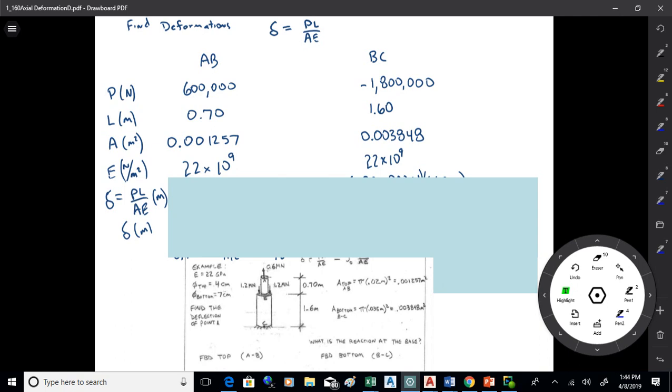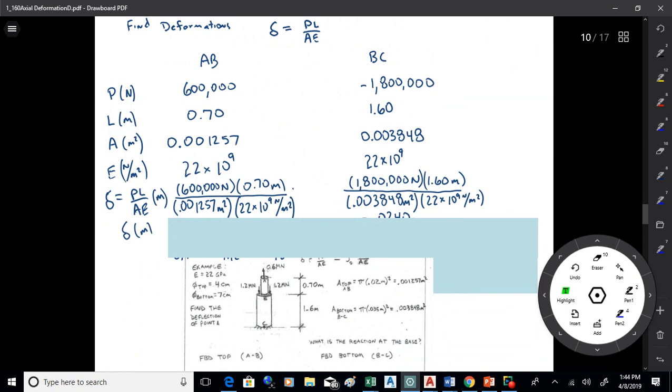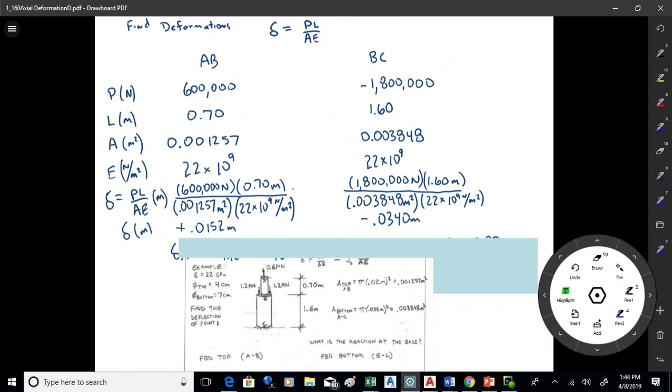What I'm getting then is delta for each piece. I got AB on the left. It's going to lengthen out a little bit because it's tension. And then BC is going to shorten up a little bit because it's compression. So I just plug in everything, and then I get the deltas. AB is going to lengthen out by 0.0152 meters, so about 1.5 centimeters longer. BC is going to shorten up because it's compression, so that negative sign on the load works its way through. I forgot to put that in here, didn't I? There's a negative right there. So that's negative 0.034 meters.